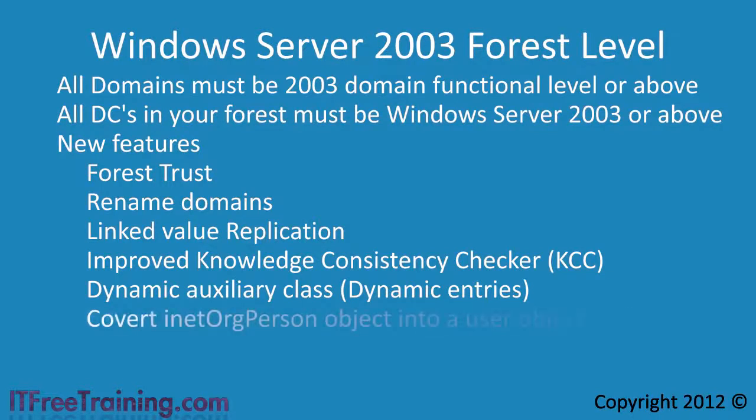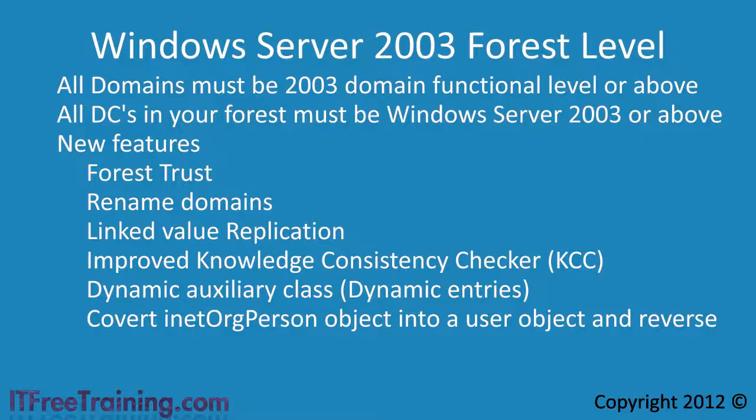The sixth feature of Windows Server 2003 forest level allows you to convert an inetOrgPerson object into a user object or do the reverse. An inetOrgPerson object is used by third-party directory systems. This forest level allows you to store the user password and other data for that user in the inetOrgPerson object. To understand why you would do so, let's consider a real-world example.